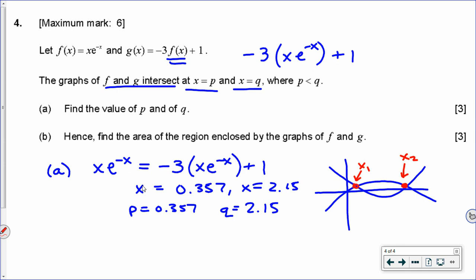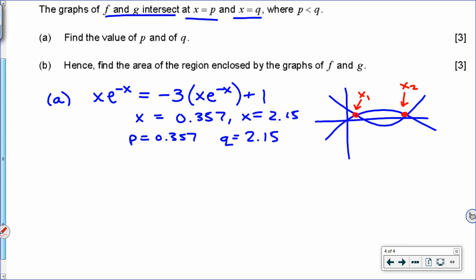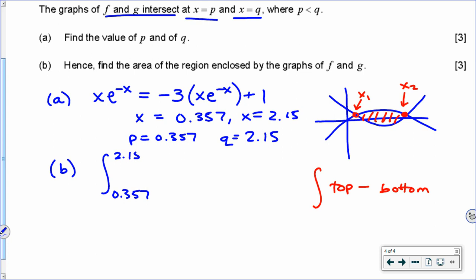Then, find the area of the region enclosed by the graphs of f and g. All right, so area enclosed by two functions crossing like this is always an integral of the top function minus the bottom function. And you've got to show that on the page for the working credit. So we want to say something to the effect of the integral from the left to the right, or from the smaller to the bigger. So those are our boundaries on our integral. And it's the f of x function that's on top there, the g of x function that's on bottom.